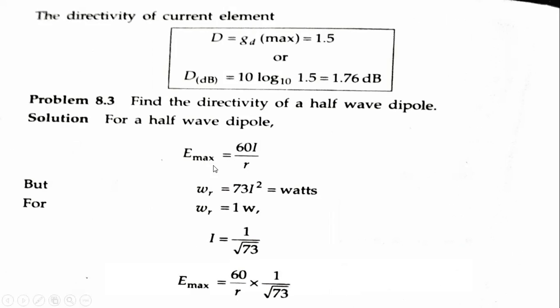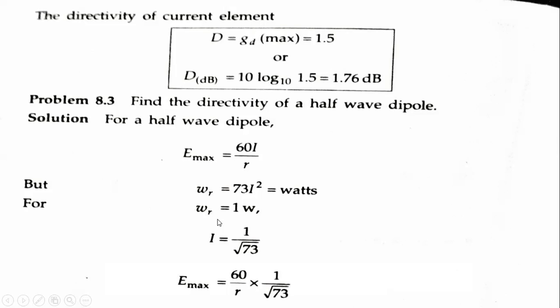So how can I find the maximum electric field in that half wave dipole? The expression will directly be 60 I by R, where R is the radius and I is the current. And how did I get the 73? 73 comes from the derived expression for the radiation resistance. So the radiated power equals I square R, where the internal resistance you can take as 73. This is the assumed value, because whenever you take the half wave dipole, you can assume it.